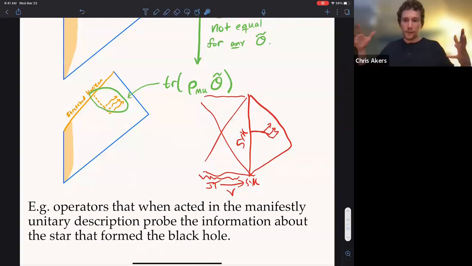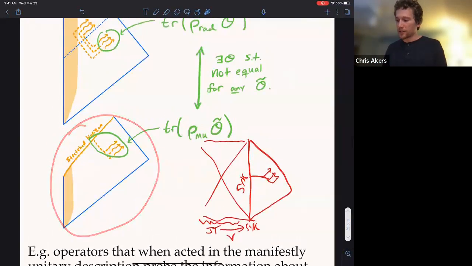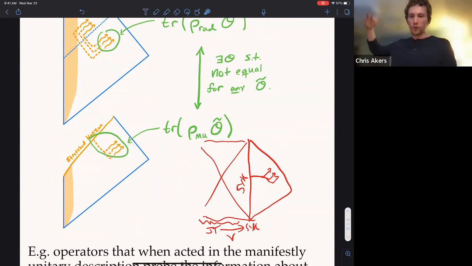And so in real life, in this picture that I've drawn, everything here is gravitating. But you might imagine that when this radiation gets really far away, close to Scri plus, it's closer and closer to being well approximated by non-gravitational physics. And in that sense, this toy model was modeling that limit.